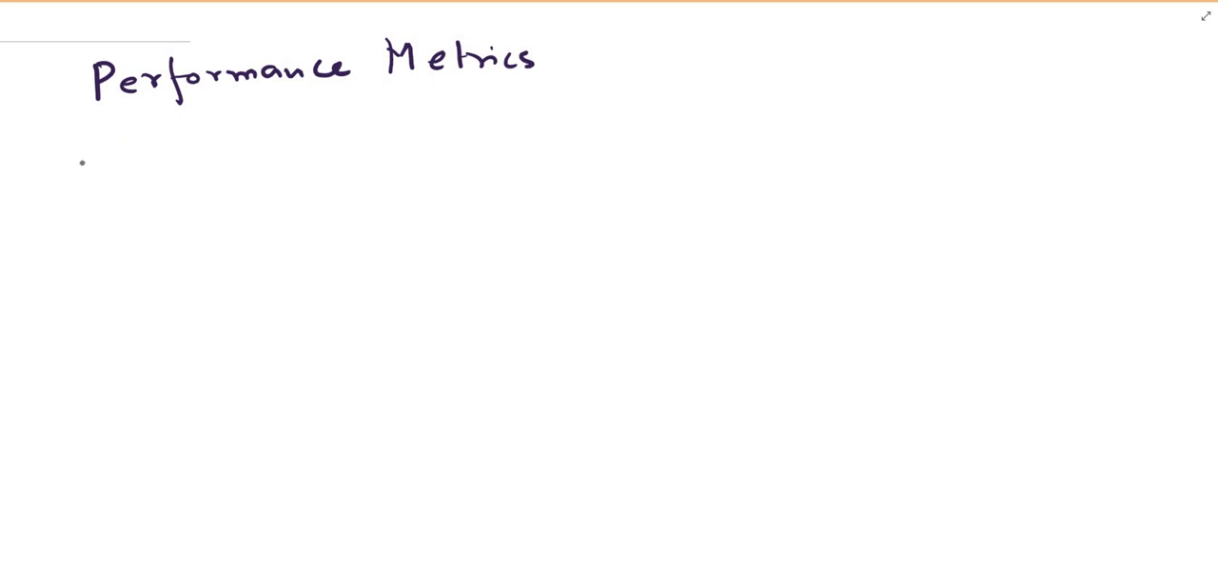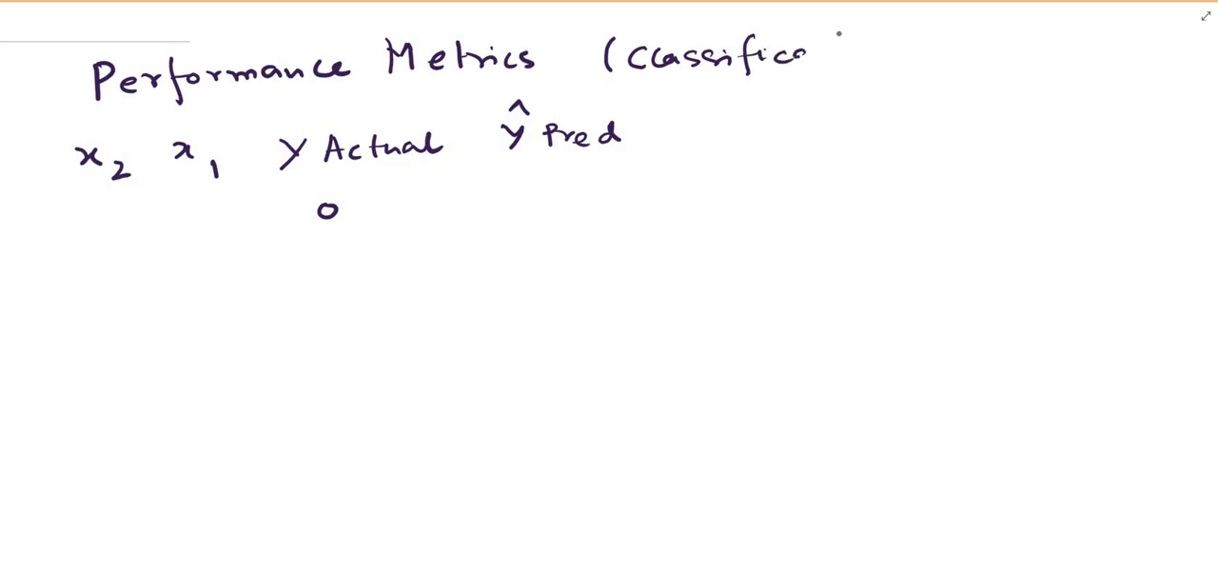Okay, let's consider some data points. Let's consider we have x1, x2 two data points, and we have y actual and y predict, y pred, or I will say y hat, whatever you can say. Because it's a classification problem, we are talking about everything related to classification. And the example which I'm showing here, I'm considering it's a binary classification, so 0 and 1.